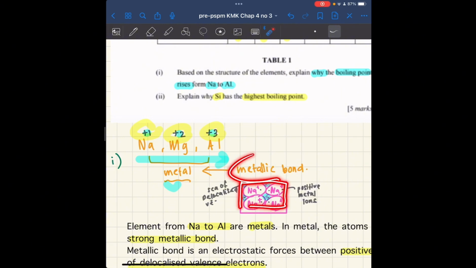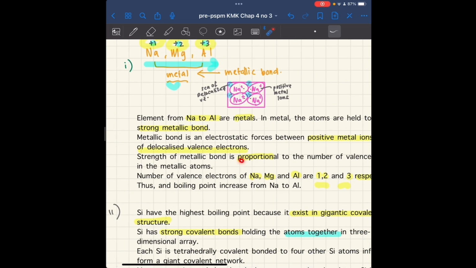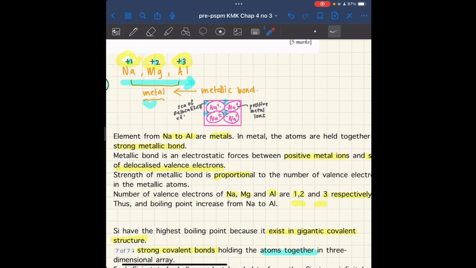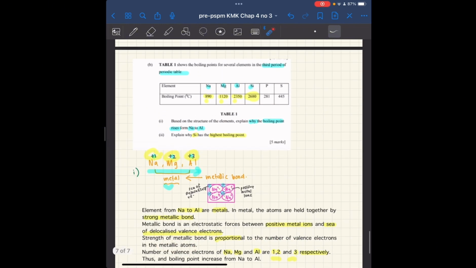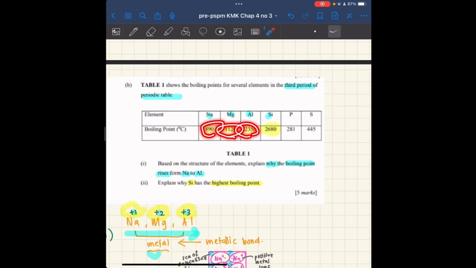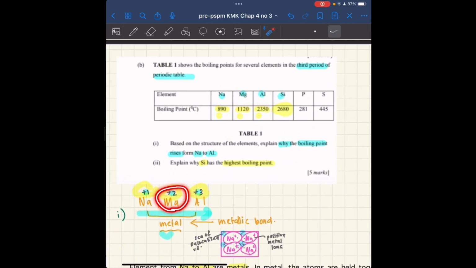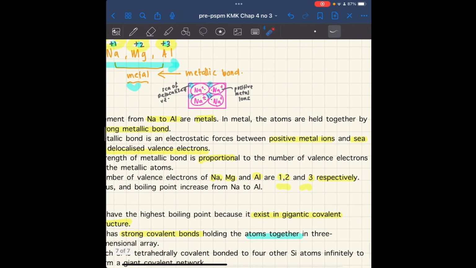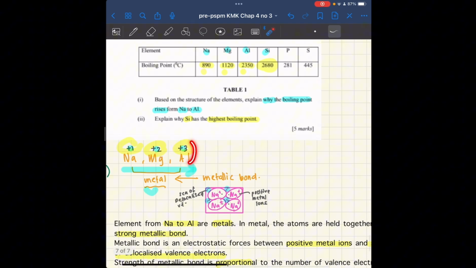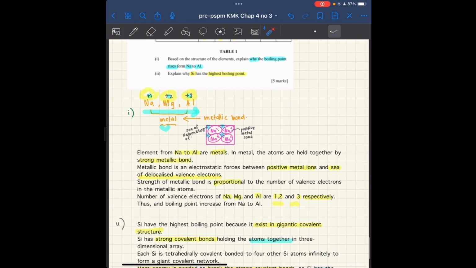What is the relationship of metallic bond with the boiling point or melting point? You can say that the strength of metallic bond is proportional to the number of valence electrons in the metallic atom. When you understand this sentence, you can understand why it is increasing like this. Because sodium is plus 1, magnesium is plus 2, aluminium is plus 3. So here there is a stronger metallic bond than sodium. So more energy is needed to break the bond. Therefore, the boiling point increases from sodium to aluminium.